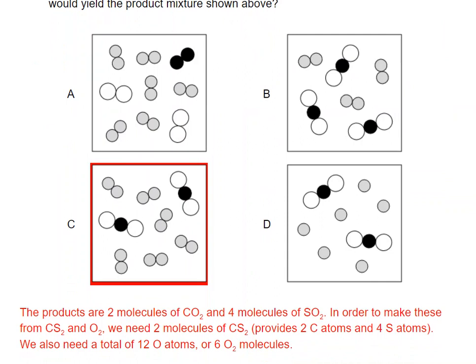So looking at choice C, the products are 2 molecules of carbon dioxide and 4 molecules of SO2. So in order to make these, I'm going to need 2 carbon atoms and 4 sulfur atoms. So I'm going to get that from 2 molecules of CS2. We're also going to need a total of 12 oxygen atoms to make those 6 molecules. So I'm going to need 6 O2 molecules total here.